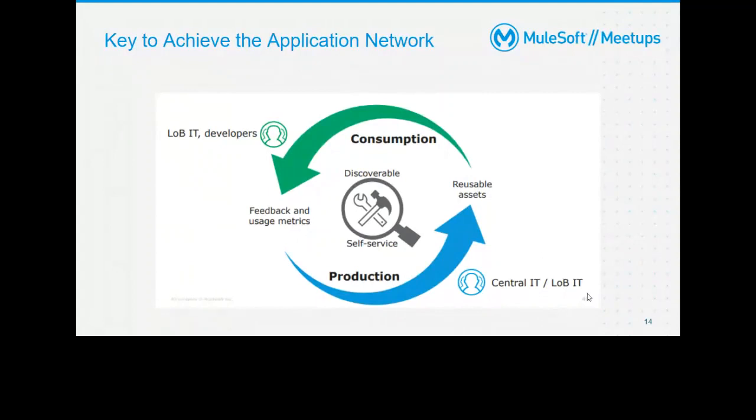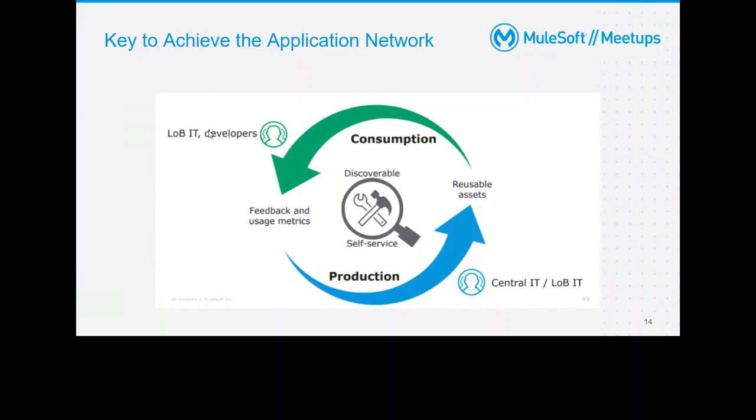Similarly, when I say line of business, LOB IT, these people know their client's requirement. These people know business. So these people will be basically working with the central IT team to create these reusable assets, be it process APIs or be it system APIs. And now how to consume them? This should be dependent upon, again, the LOB IT teams and developers.